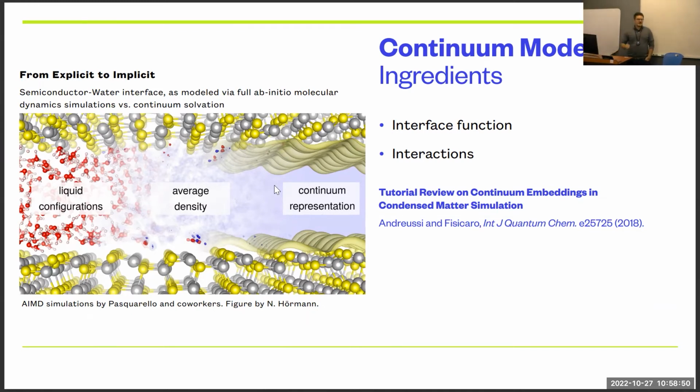And so we need to define two things about this continuum medium. We need to define the shape of this continuum medium, or if you want, we need to define the interface boundary between what is quantum mechanical and what is a continuum. And then we need to define how the quantum mechanical system interacts with the continuum. So we need to have a recipe for the interaction between the quantum mechanical and the continuum.